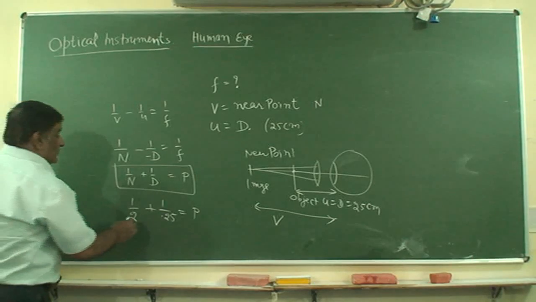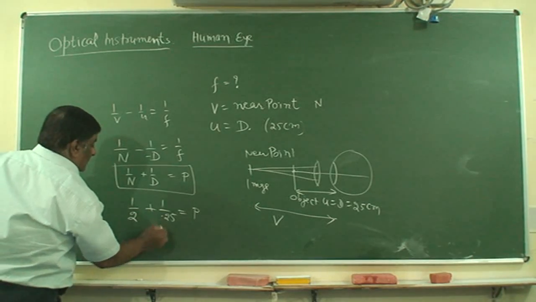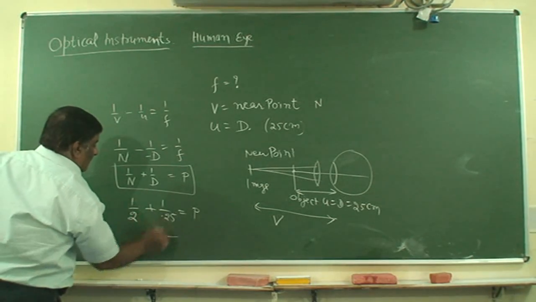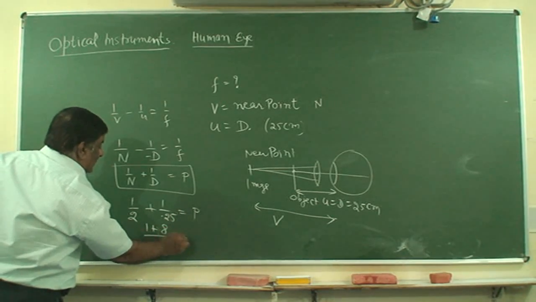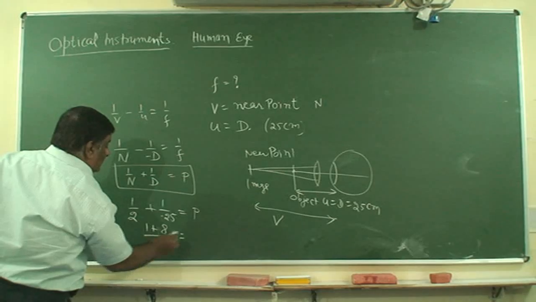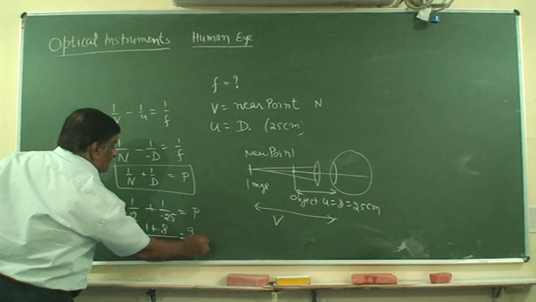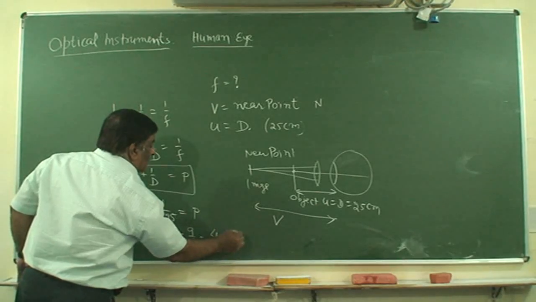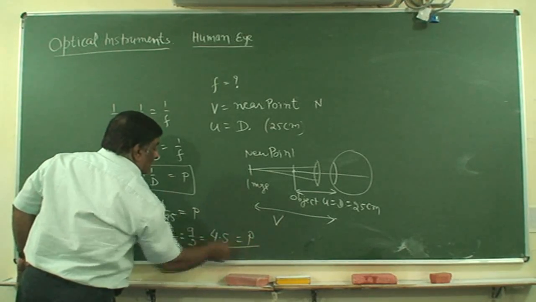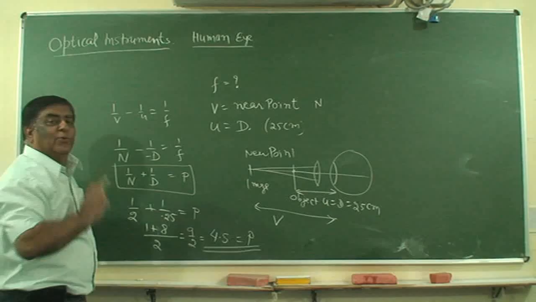This is power. So this will be 1. Okay, we will make it 2, and this is 1, and this is 2. So this will become 9 by 2. 9 by 2 is 4.5. So this will be the power of the person required to read the book.